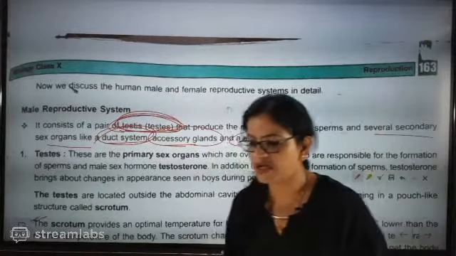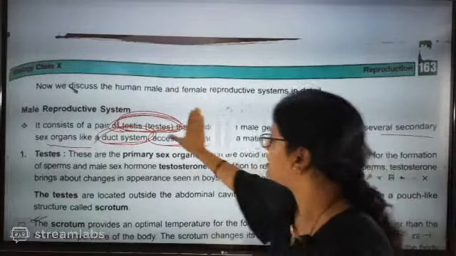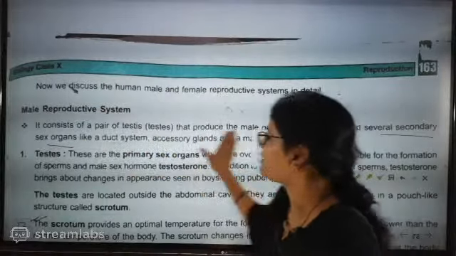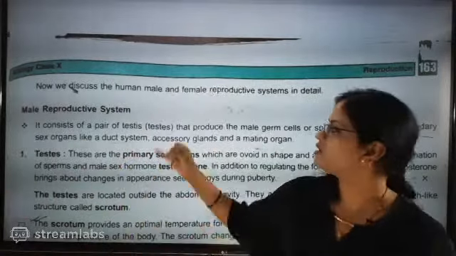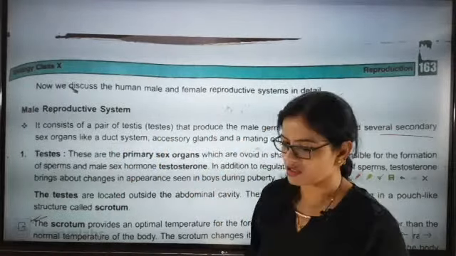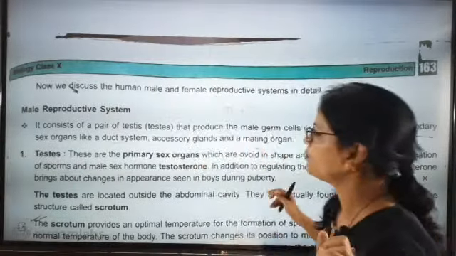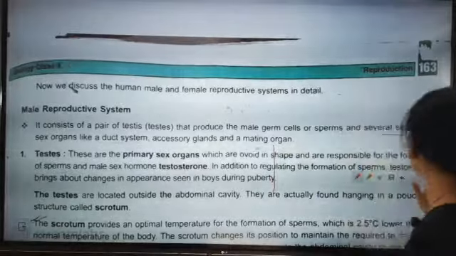So which organ is the mating organ for male? We are going to talk about that also. Testis, duct system, accessory gland and mating organ. So these are the four important parts. First we are going to talk about testis.